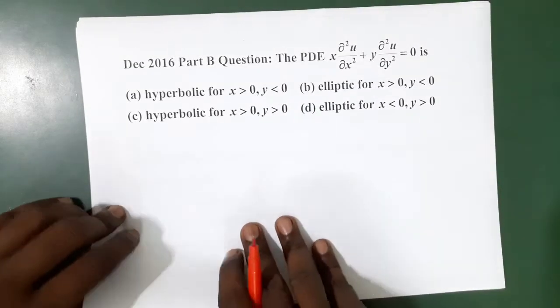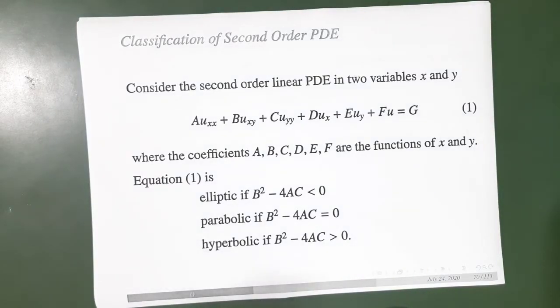So in the first part we discussed: consider the second order quasi-linear partial differential equation in two variables x and y. The general format is A u_xx plus B u_xy plus C u_yy plus D u. Then the equation is elliptic if b square minus 4ac is less than 0, parabolic if b square minus 4ac is equal to 0, and b square minus 4ac greater than 0 is hyperbolic.